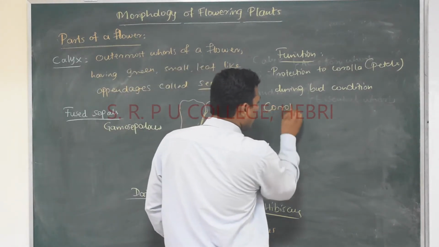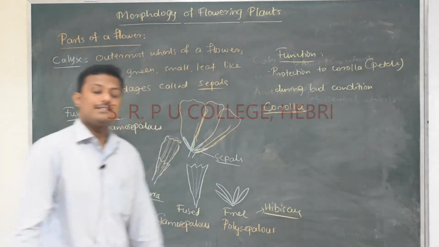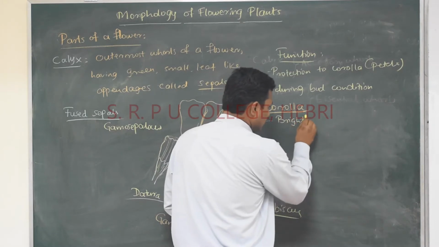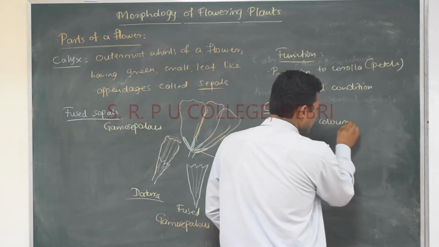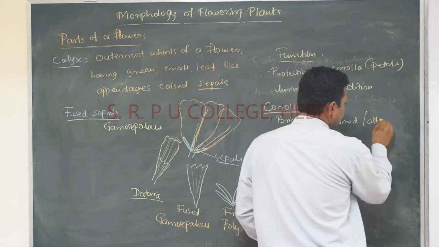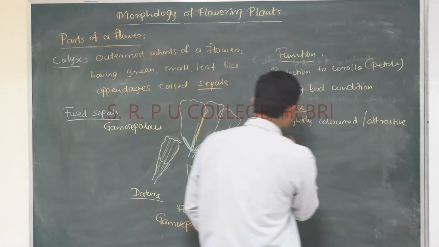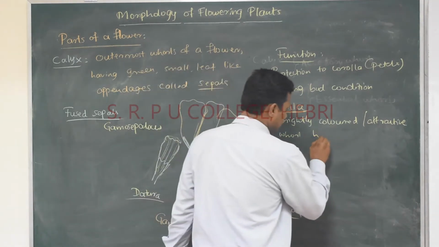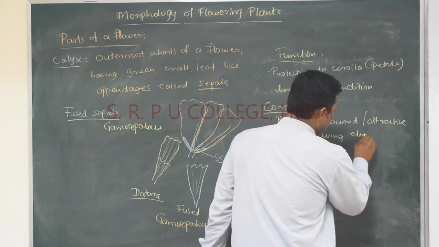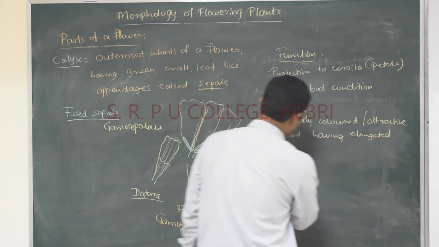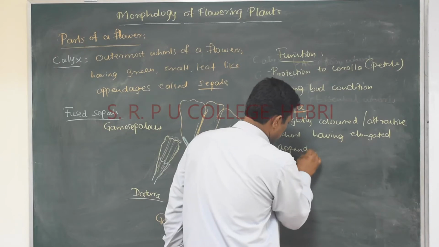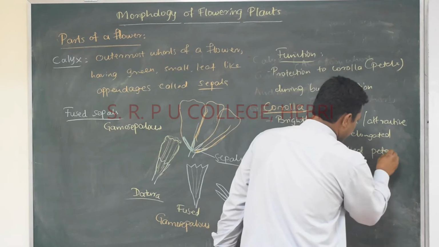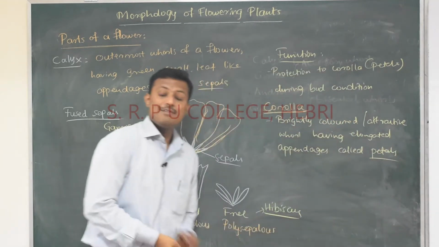See, what is corolla? That is the brightly colored, attractive whorl having elongated appendages called petals. Okay, so this is the whorl which is brightly colored.